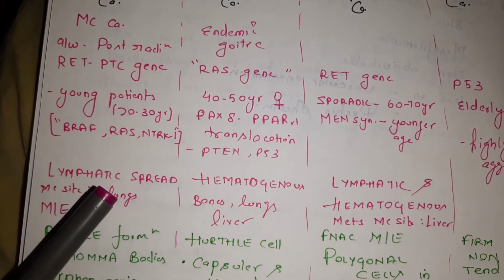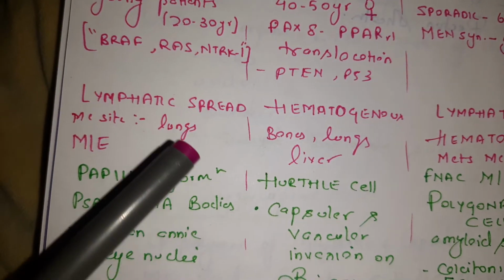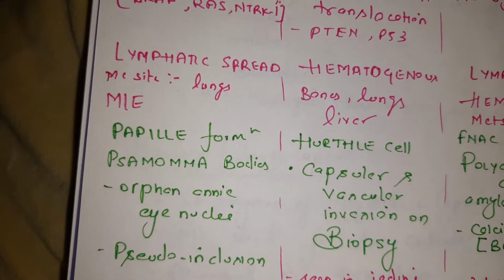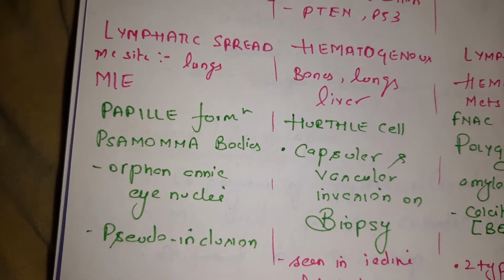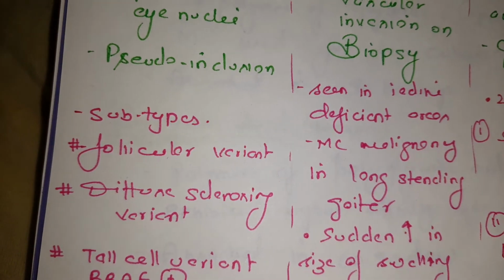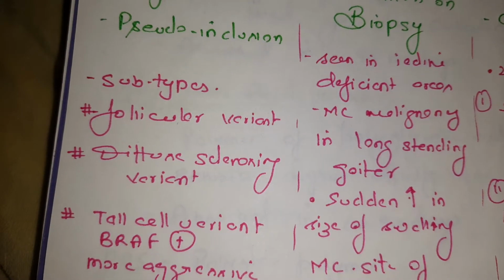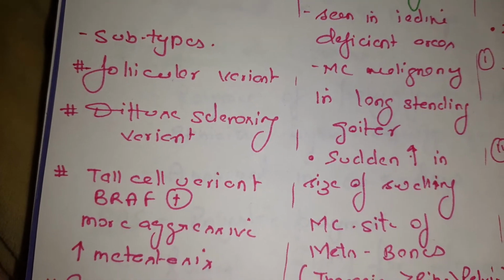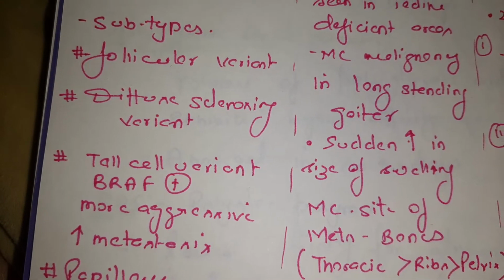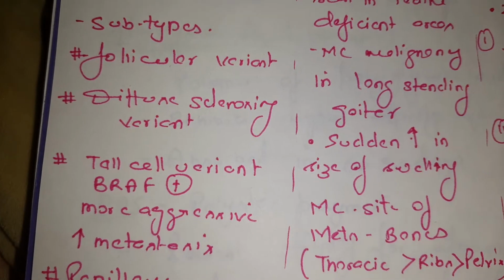Then we have the lymphatic spread in it, and the most common site is lungs. Then microscopically what we can see are papillary formations, psammoma bodies, orphan Annie nuclei and pseudo inclusions. We have the subtypes as well: follicular variant, diffuse sclerosing variant, then the tall cell variant where the BRAF gene will be present. It is more aggressive and metastasis will be more.